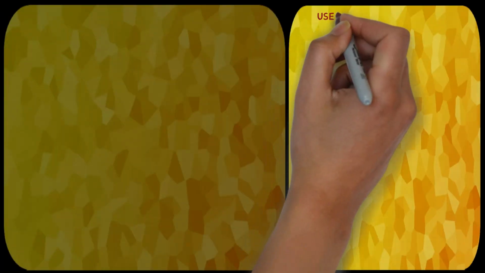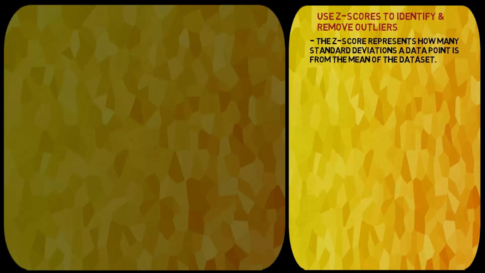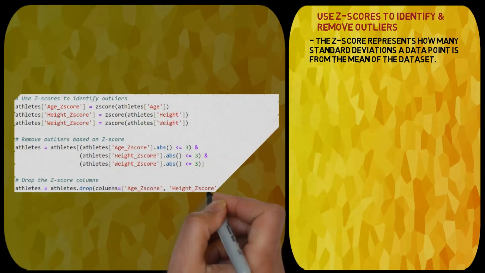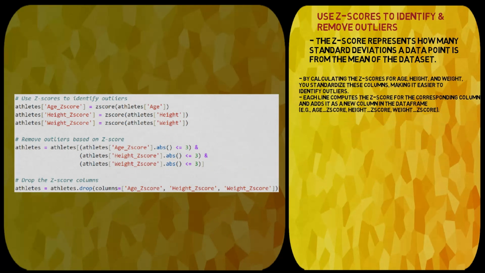Use z-scores to identify and remove outliers. The z-score helps us understand how far a data point is from the mean, measured in standard deviations. We calculate z-scores for age, height, and weight, which standardizes these columns, making it easier to identify outliers.